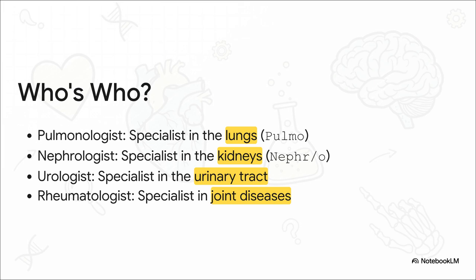Pulmo means lungs, so a pulmonologist is a lung specialist. Nephro means kidneys, so a nephrologist is a kidney specialist. A urologist for the urinary tract, a rheumatologist for joint diseases. The pattern is just so consistent and clear.